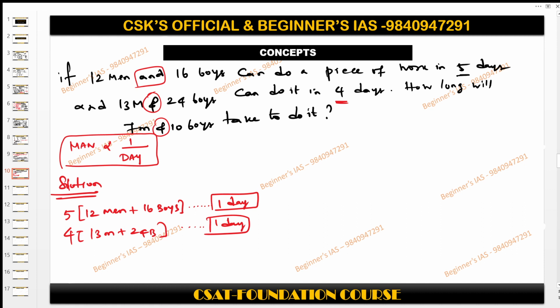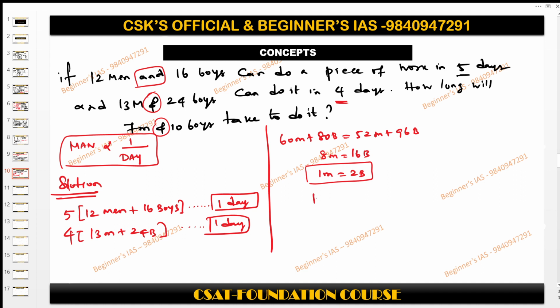Okay, after this equate. So just equate by bringing 5 inside, then 60m plus 80b, which is equal to 52m plus 96b. Rearrange this one. Then it will become 8m, which is equal to 16b. Then 1m is equal to 2b. Okay, so 1m is equal to 2b, then 12m is equal to what? 12m is equal to 24b, right?